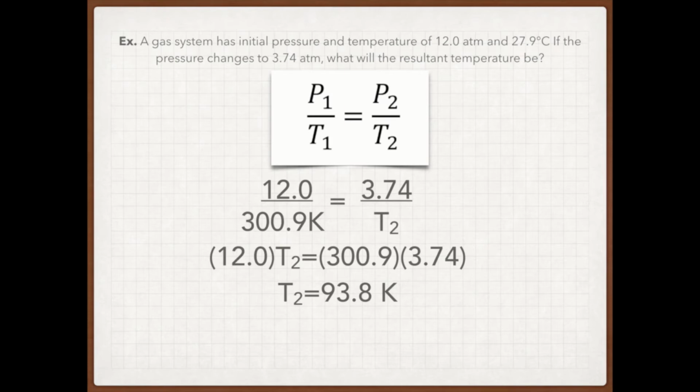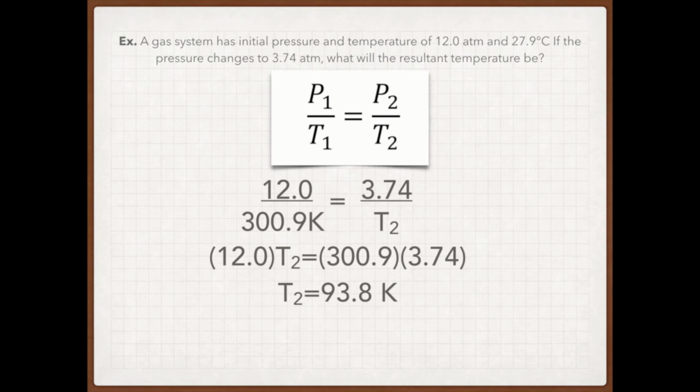Now, if I had asked you, what would the temperature be in Celsius? This is a problem that really messes students up because they immediately say, well, if the answer has to be in Celsius, then I can just keep all of my work in Celsius, and that's not the case. You always have to convert to Kelvin, but then right when I'm done, in order to get back into Celsius, you would have to subtract 273 to get your answer.